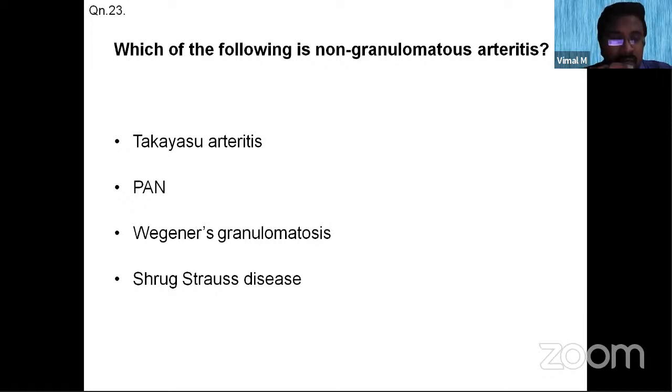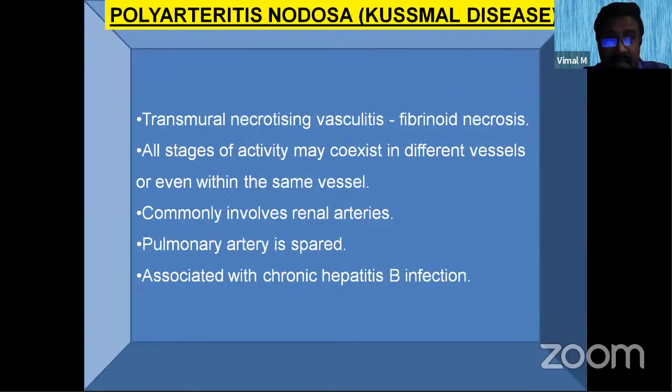The options given are Takayasu arthritis, PAN, which stands for polyarteritis nodosa, Wegener's granulomatosis, and Churg-Strauss disease. Out of this, all of you will know that the answer is PAN, polyarteritis nodosa, shortly called PAN. It is otherwise called Kussmaul disease, and it is a transmural necrotizing vasculitis.